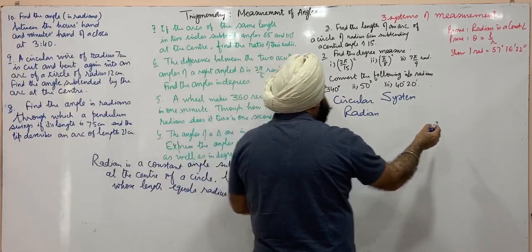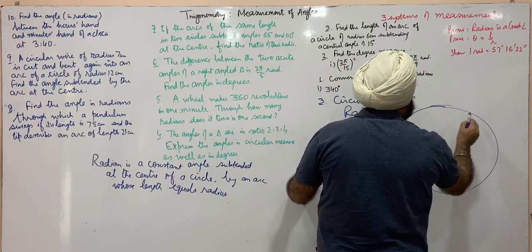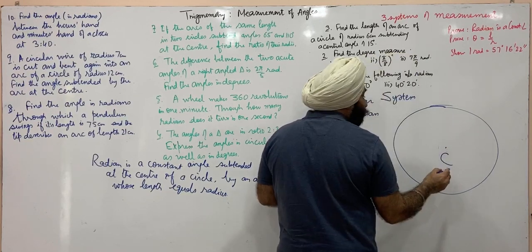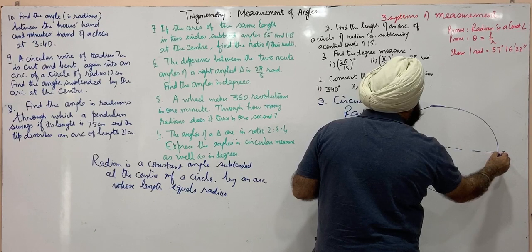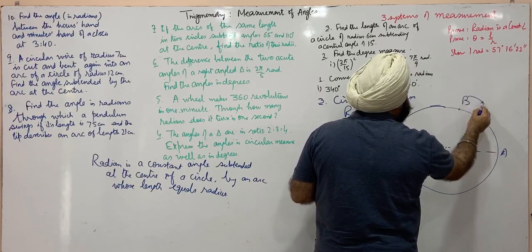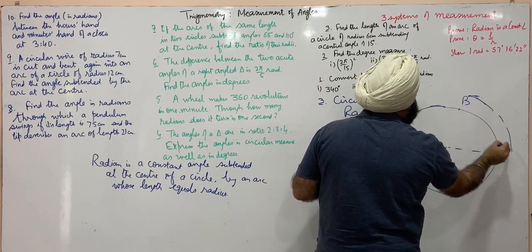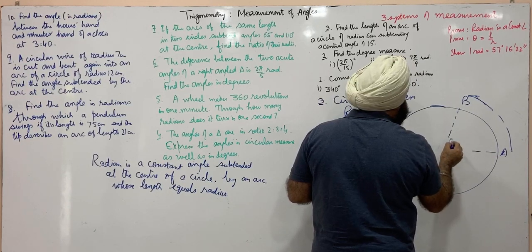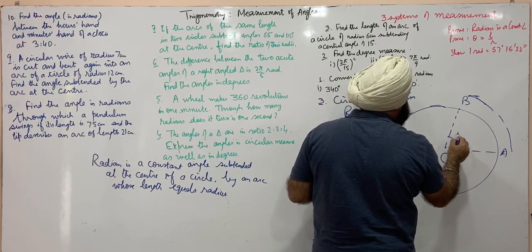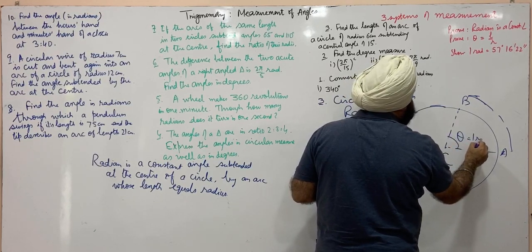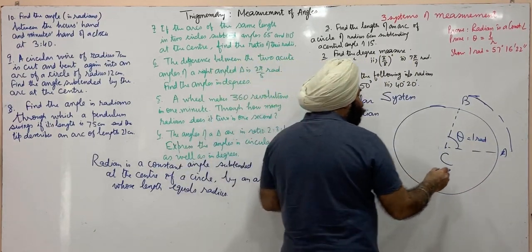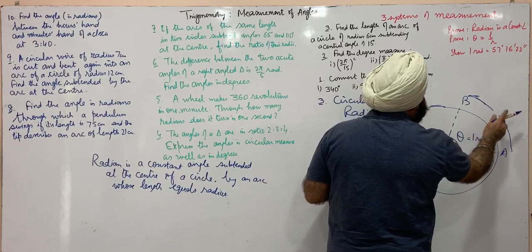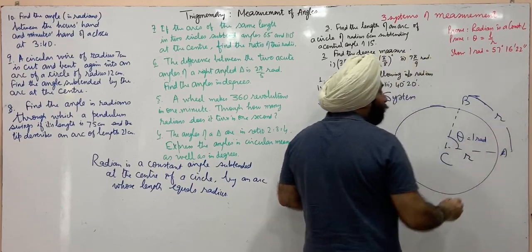Let's say we have a circle like this. This is the center C of the circle, and this is, let's say, arc AB. This is subtending at center C an angle theta which is 1 radian. So this will be 1 radian when radius CA and arc length AB are equal.